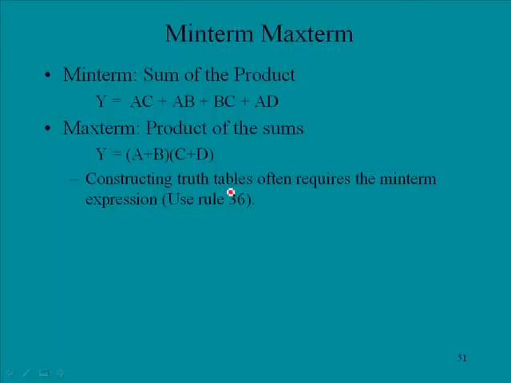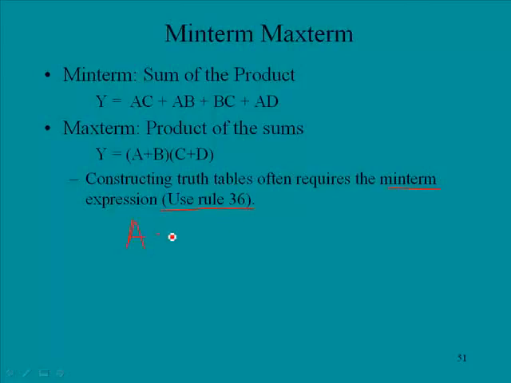Now, when you construct truth tables, they often require the min-term type expression. So if you have a max term expression and you want to convert it to the min-term expression, you would use Rule 36. And if you look back in your rules of Boolean, you can see that one. I'll just perform that function.